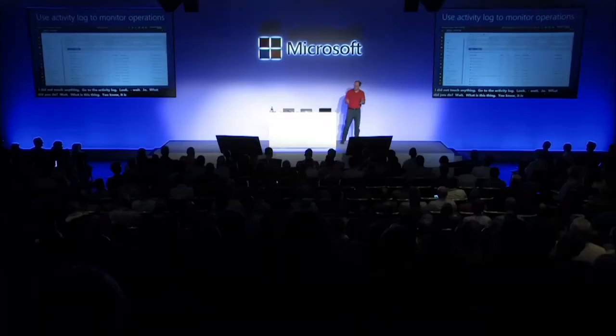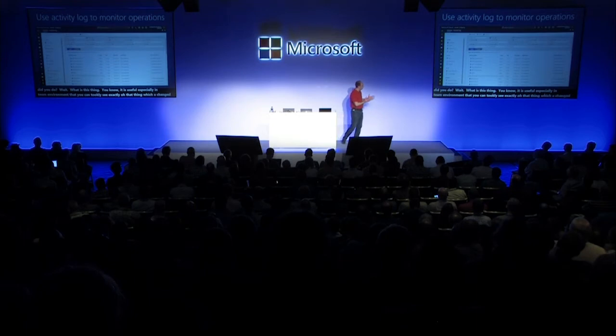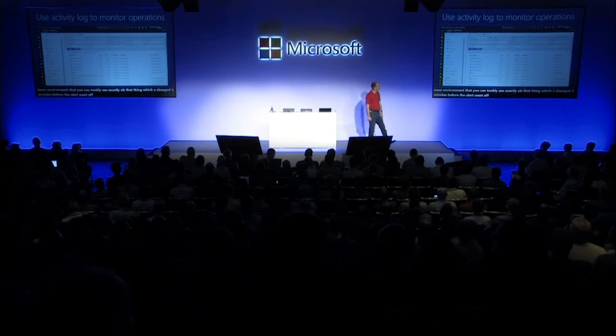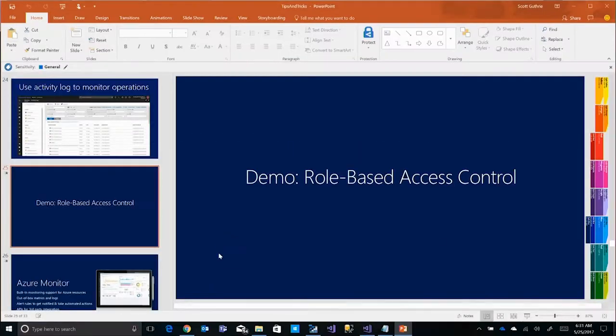Joe, what did you do? What is this thing? It's useful, especially in a team environment, that you can actually see exactly, oh, that thing that changed 4 minutes before the alert went off. Let's change it back and see what happens. Not always, but you'd be surprised at least half the time. Incidents tend to happen because of change. Sometimes either change in our environment or often change at the application layer. So let's look at how you can use this.